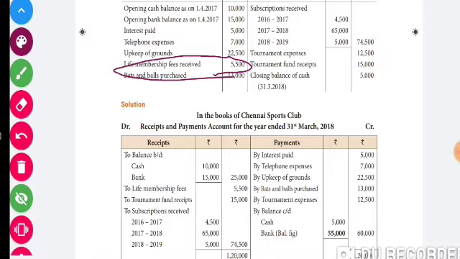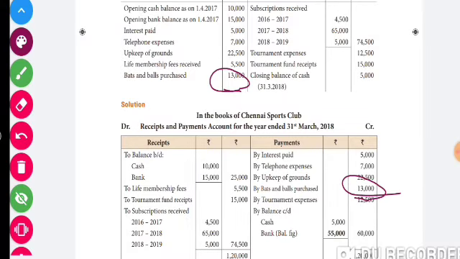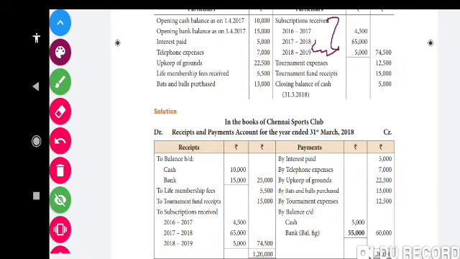Next one, life membership fees received 5,500 is a receipt side. Life membership fees 5,500. Next one, bats and balls purchased is a payment side, 13,000. See the next one, subscription received, total value 74,500. To subscription received 74,500.